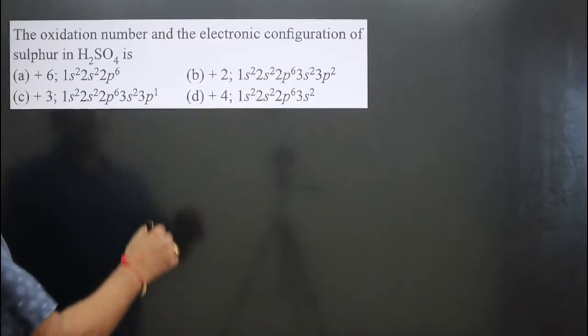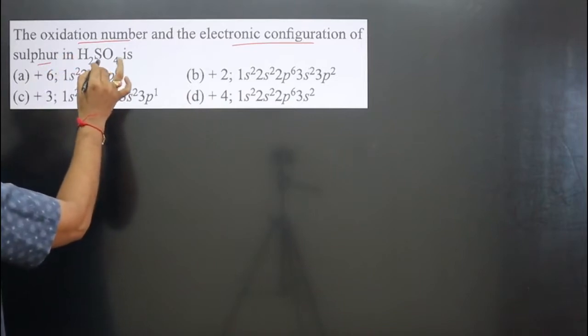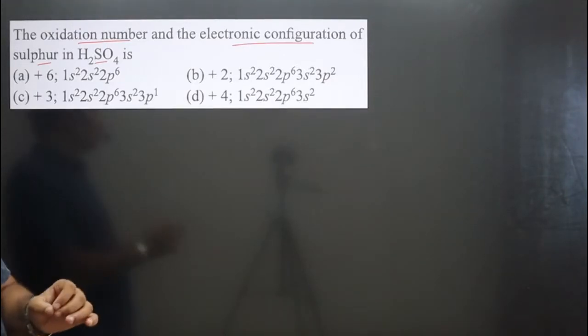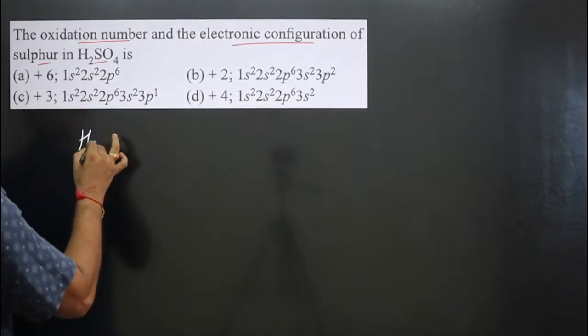The question says: oxidation number and electronic configuration of sulfur in sulfuric acid is. First of all, we have to calculate the oxidation number of sulfur in the given compound, and then we have to write its electronic configuration. Let's do it one by one. We have H2SO4.